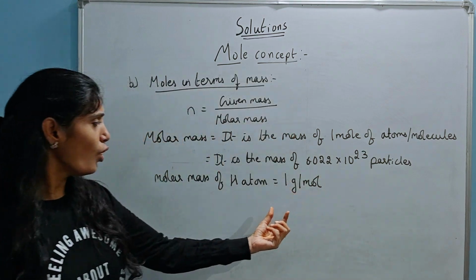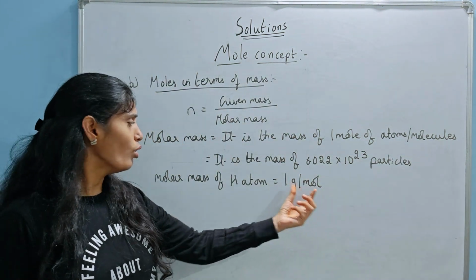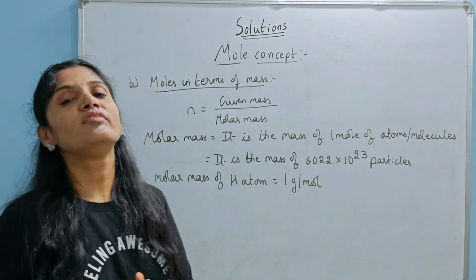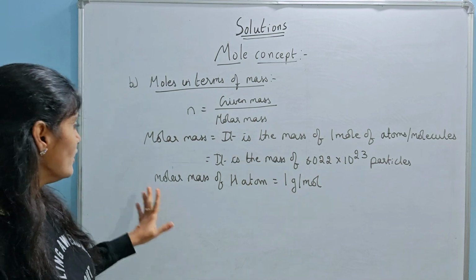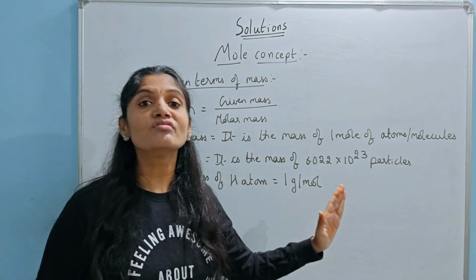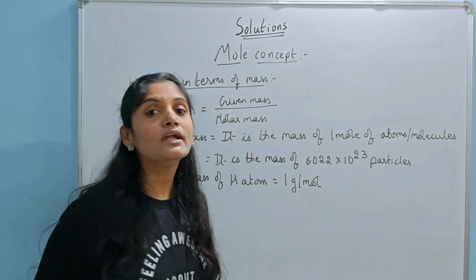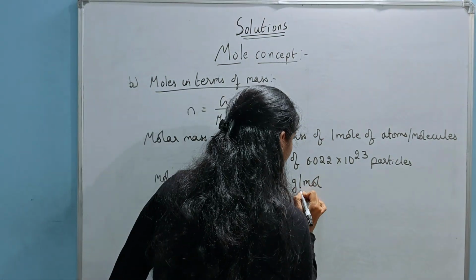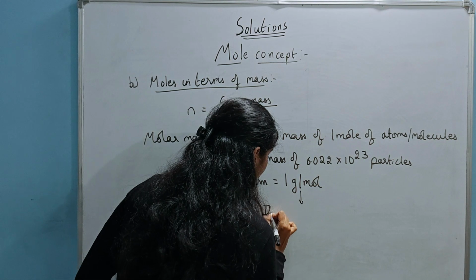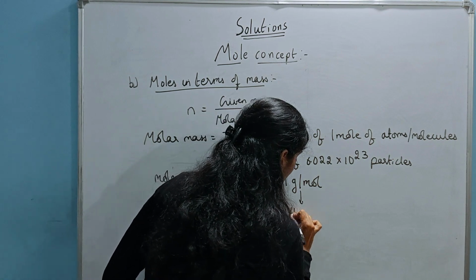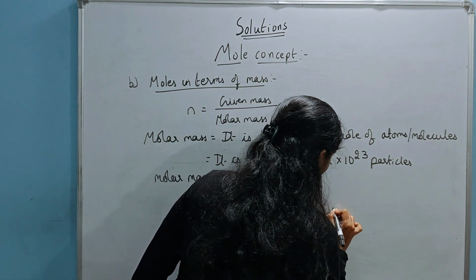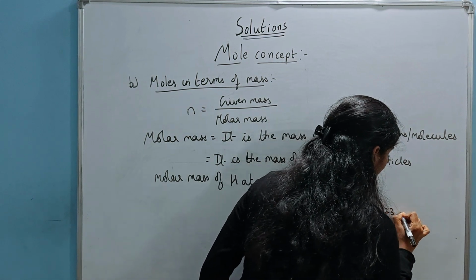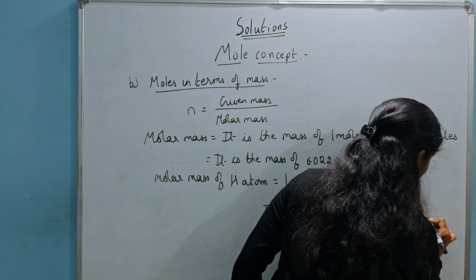So what is the mass of 1 mole? What is the molar mass of hydrogen atom? It is 1 gram per mole. What does it indicate? When I say molar mass of hydrogen atom is 1 gram per mole, what does it indicate for us? It indicates that this 1 gram per mole is the mass of 6.022 into 10 to the power of 23 hydrogen atoms.